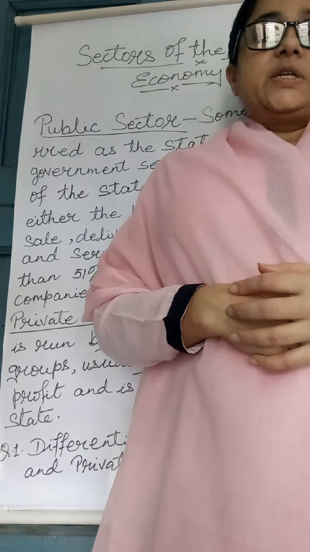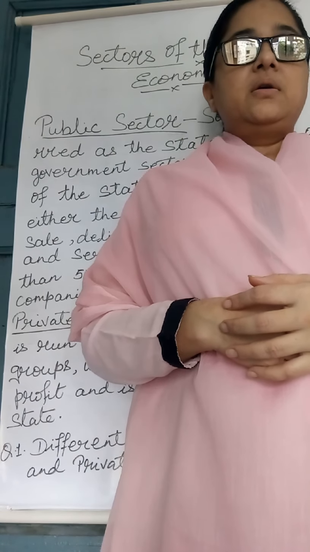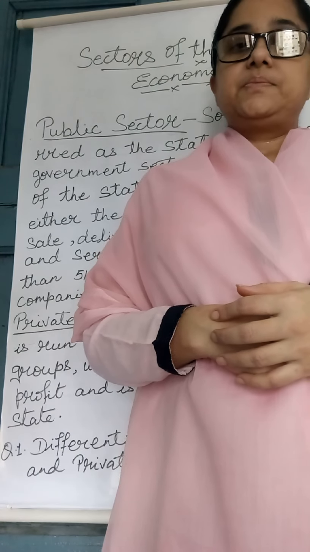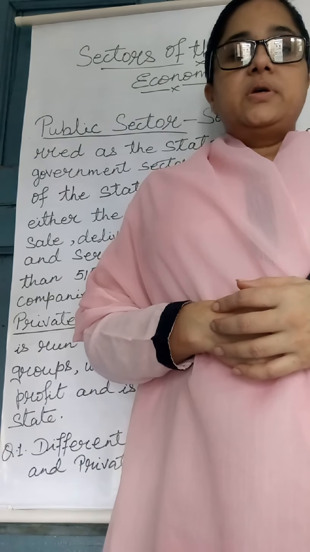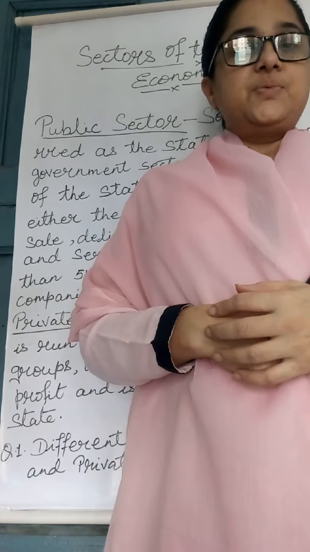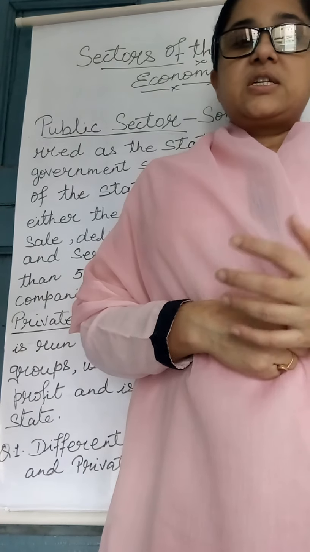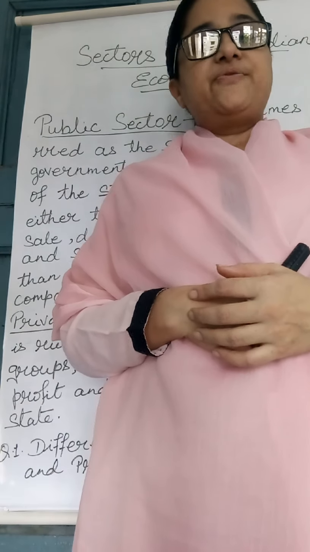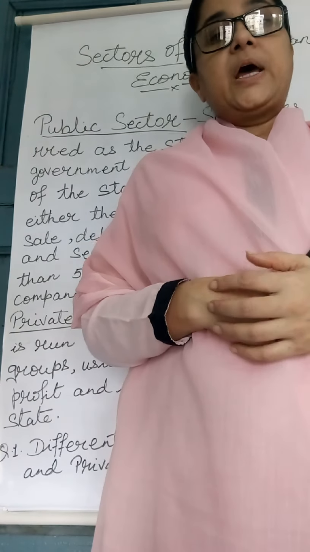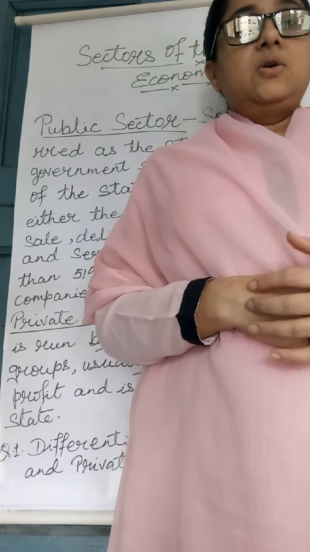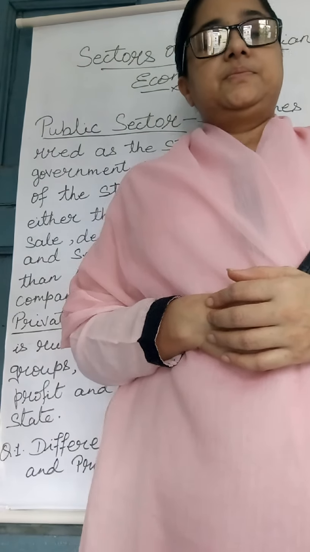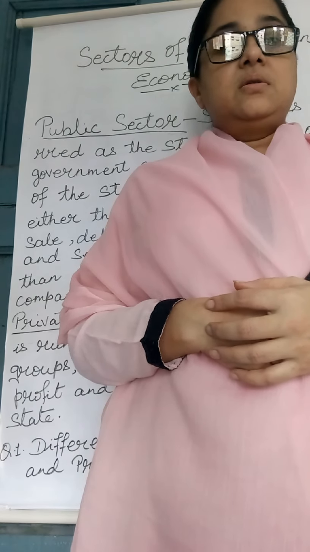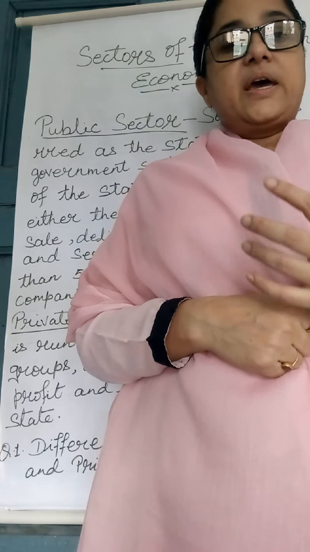There are some activities which are regarded as the prime responsibility of the government. The government should spend money on such activities. For instance, providing education, health and sanitation facilities are the prime responsibility of the government. The government spends a large sum on such activities.